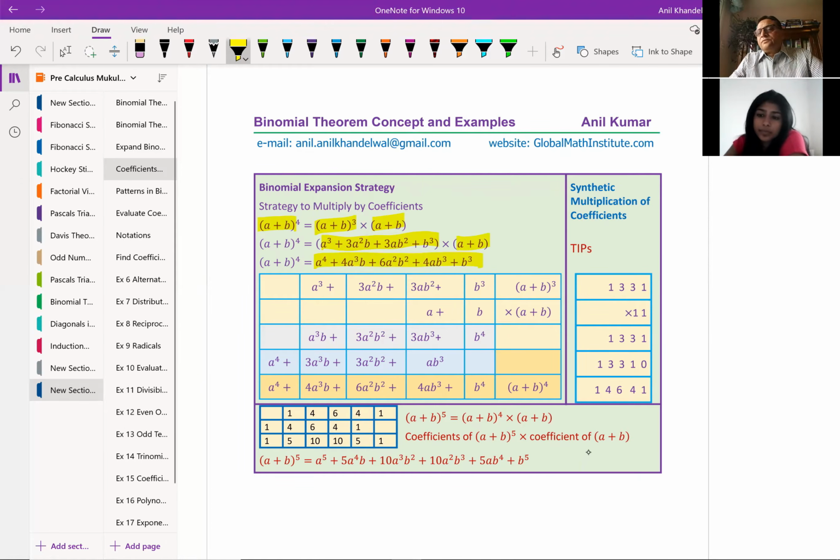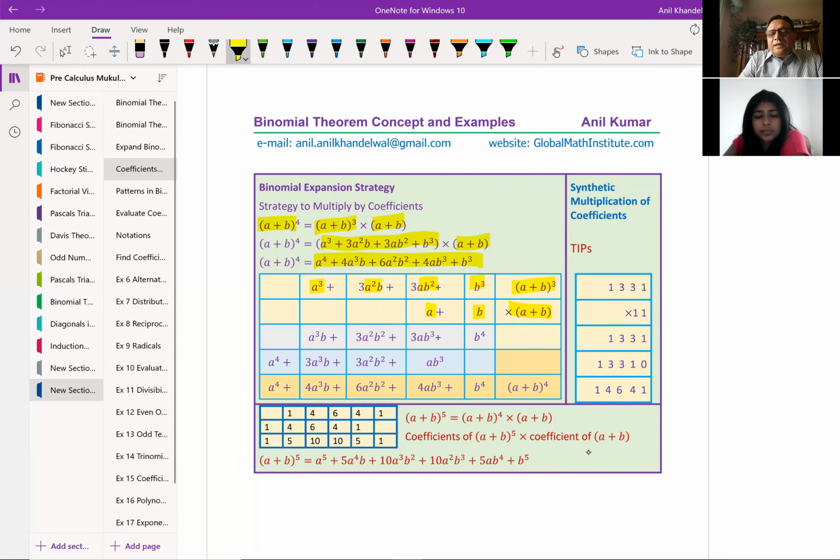I just copied the result from there, which is a to the power of 4, 4a cube b, 6a square b plus 4ab cube plus b cube. Now, here is how we do this multiplication. See, I made a kind of a table. I've written a plus b whole cube is these 4 terms, and a plus b is a plus b.